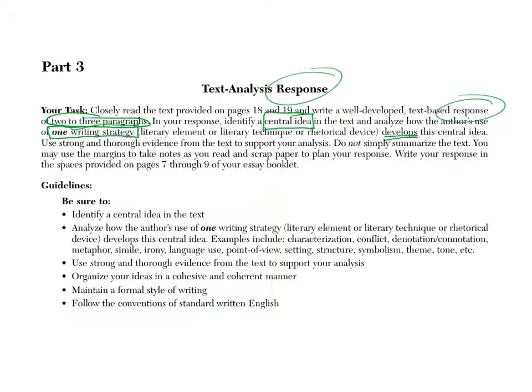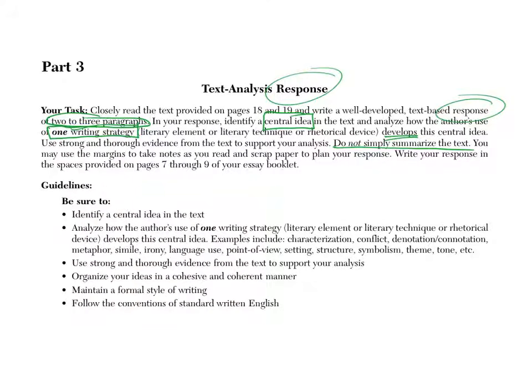Then it says, use strong and thorough evidence from the text to support your analysis. Do not simply summarize the text. That's important. You may use the margins to take notes as you read and scrap paper to plan your response. Write your response in the spaces provided on pages 7 through 9 of your essay booklet. Okay, and then it gives you the guidelines.